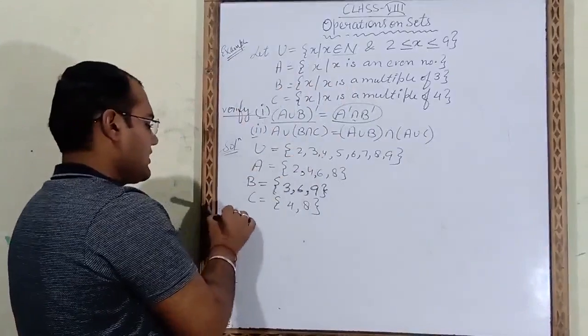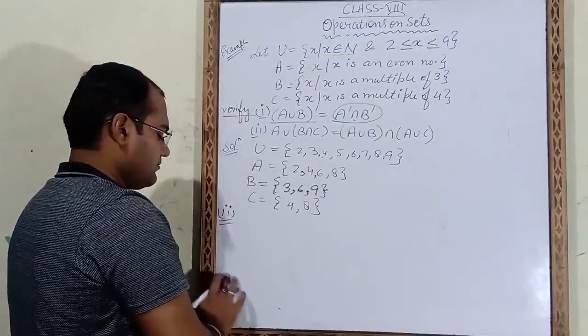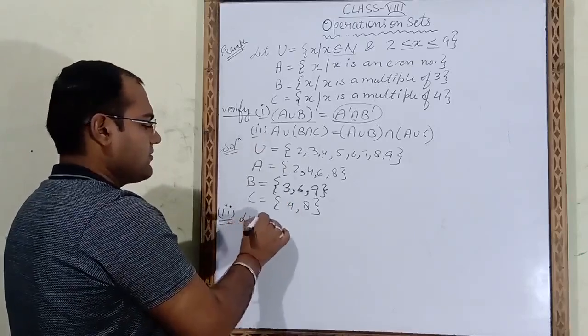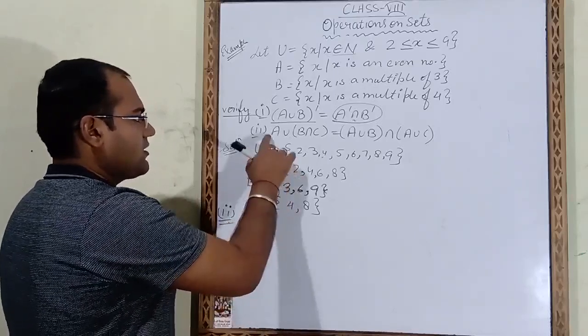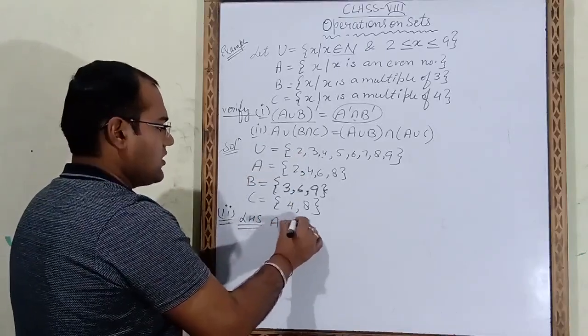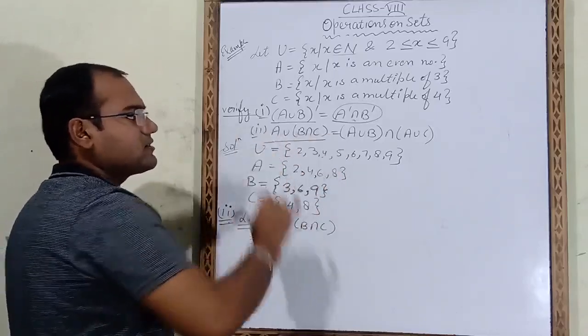Now part number 2. The second part is the left hand side. We will take the left hand side. What is the left hand side? A union B intersection C. This is the left hand side.